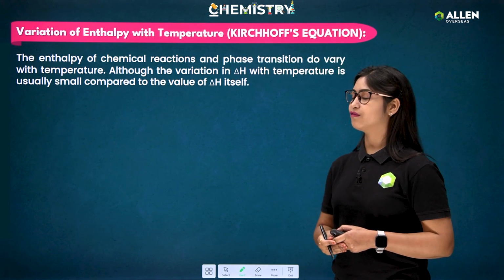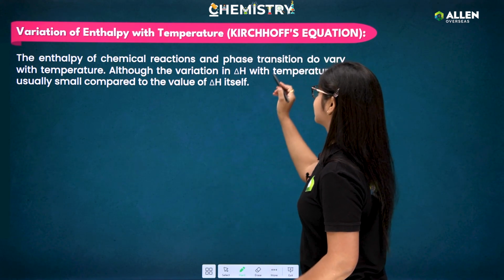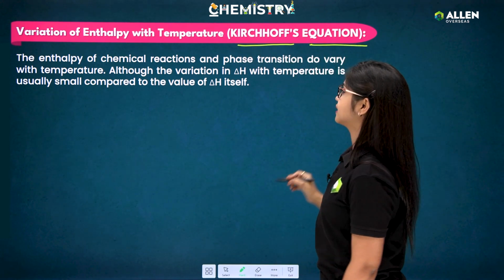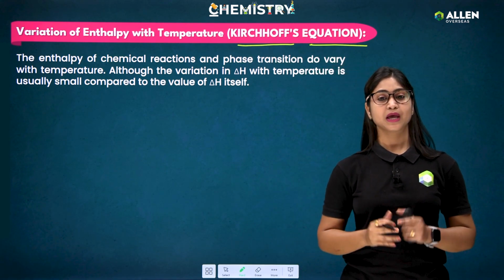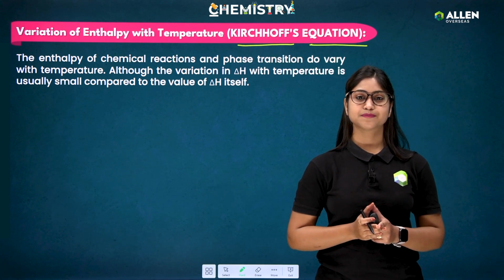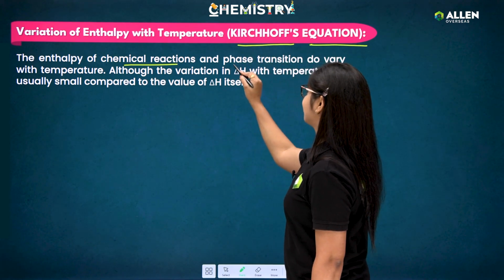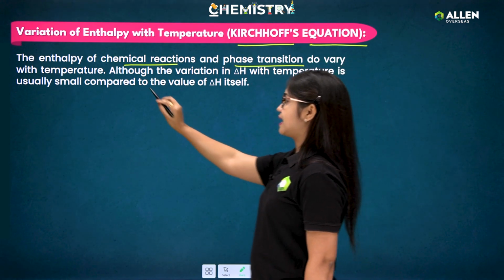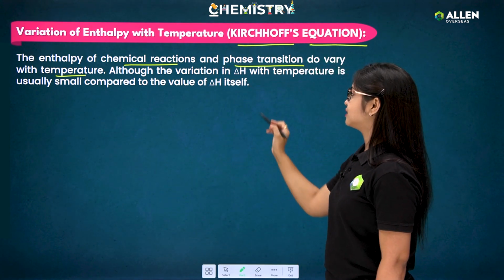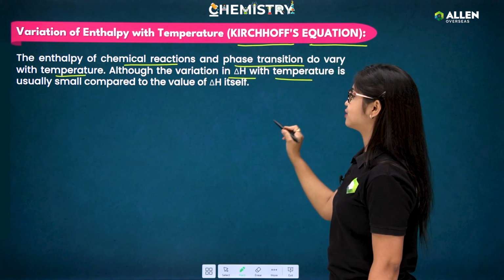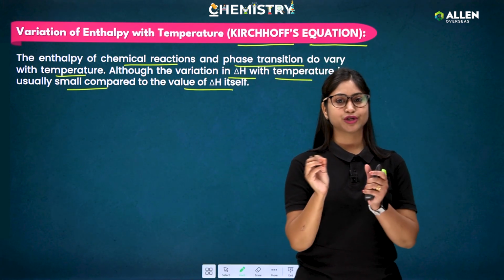Now, let's move forward. Let's talk about the next topic, that is variation of enthalpy with temperature, which is called Kirchhoff's equation. Enthalpy also depends on the temperature, and how it changes with respect to temperature. When we talk about chemical reactions and phase transitions, the enthalpy varies with the temperature. Although the variation in delta H with temperature is usually small as compared to the value of delta H itself. So the change is not much.